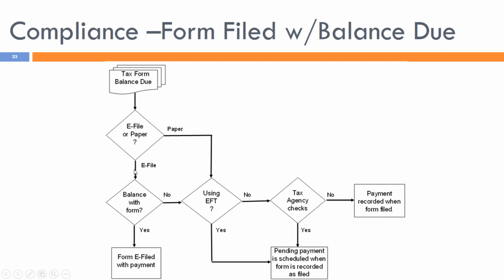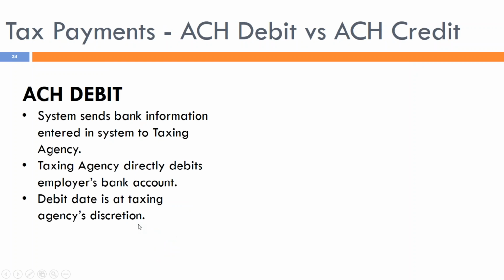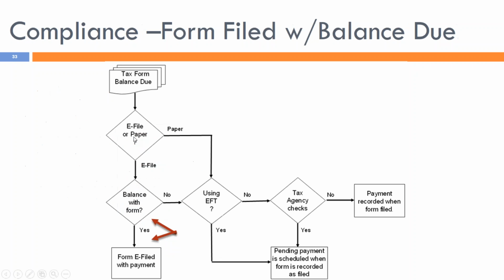So electronically filed, yes. Is there a balance due with the form? Yes or no. If it's no, are you using EFT? No, and it just follows the pattern. If there's a balance due with the form, yes. Is the form e-filed with the payment or not? It gets a little confusing here at the end. That's why I have the two arrows here.